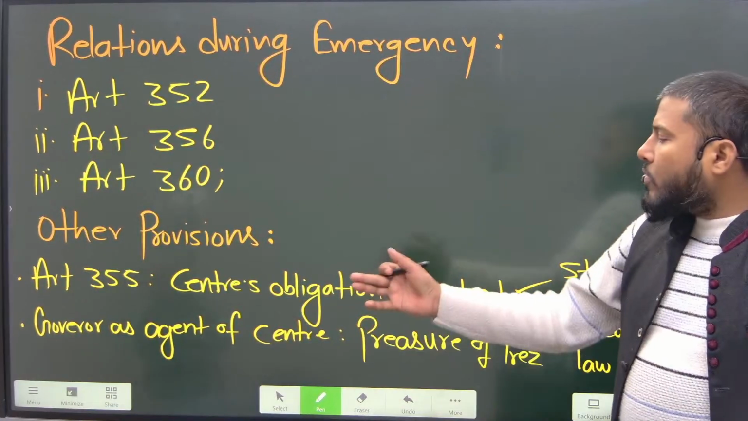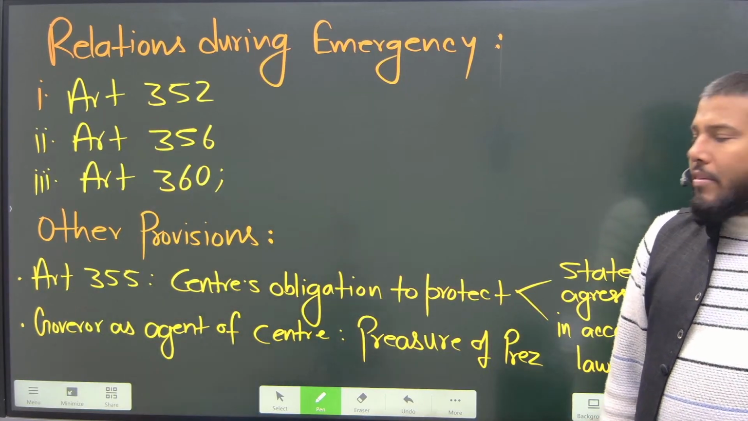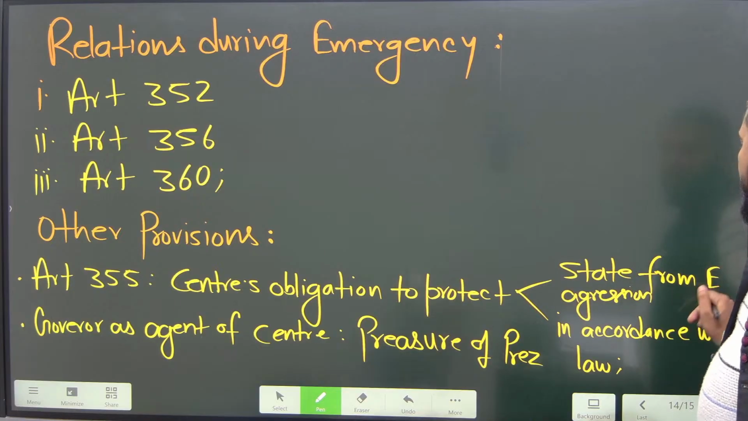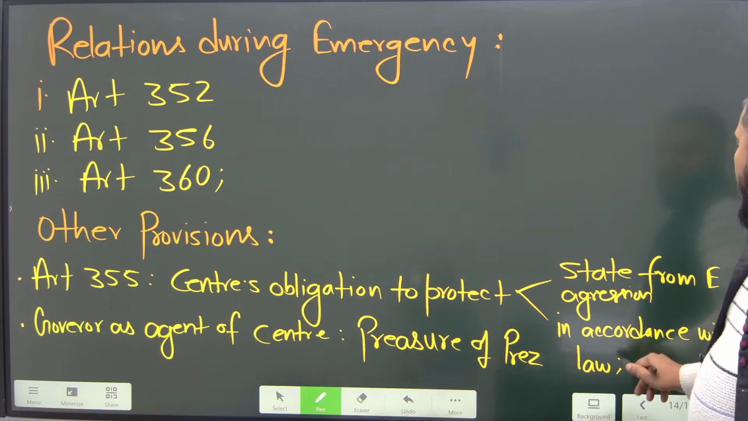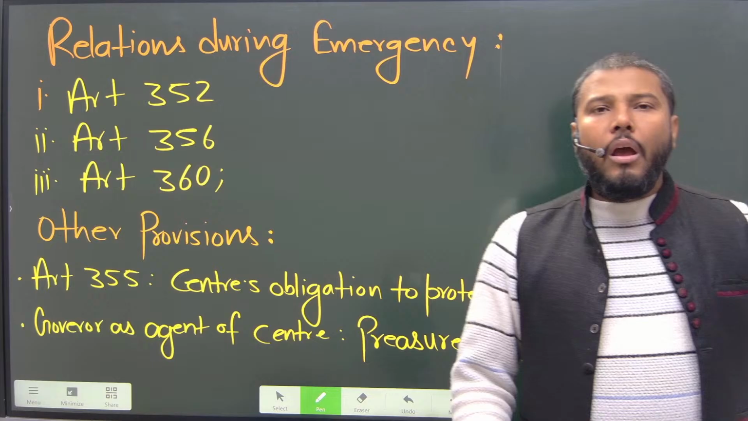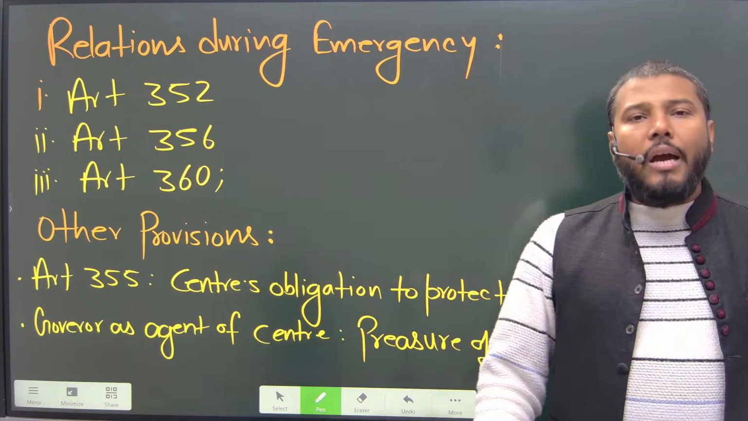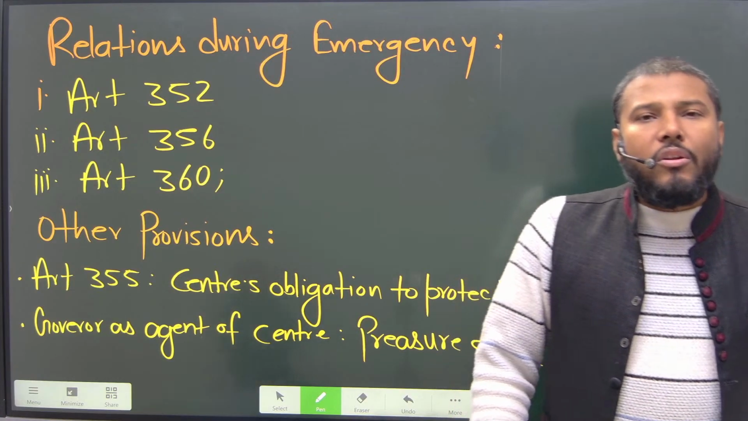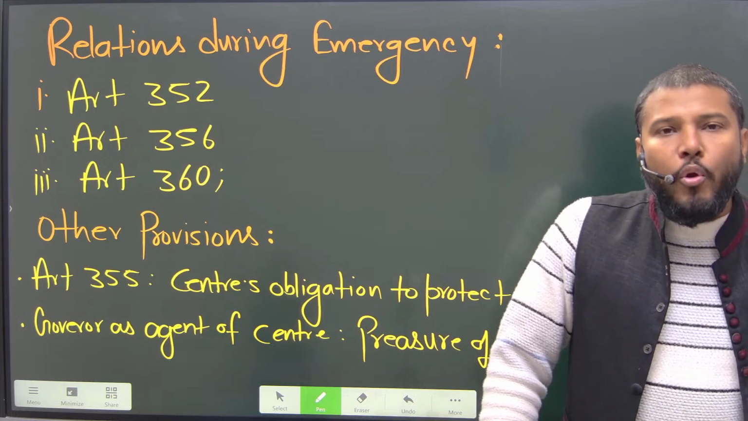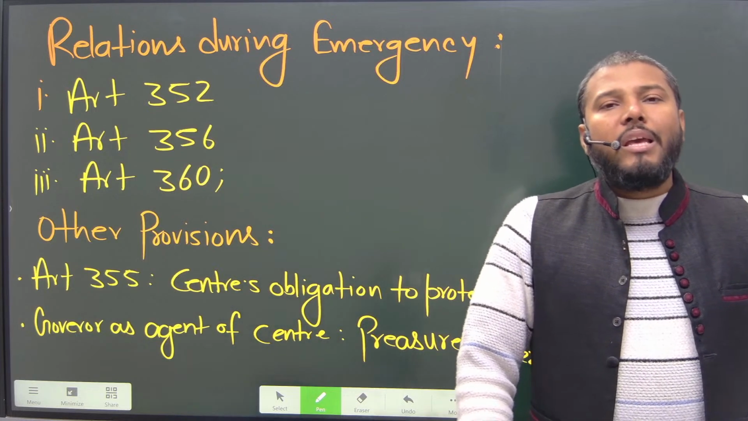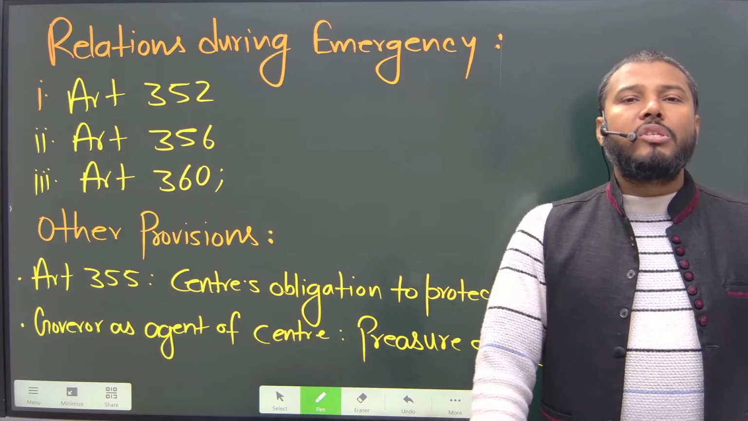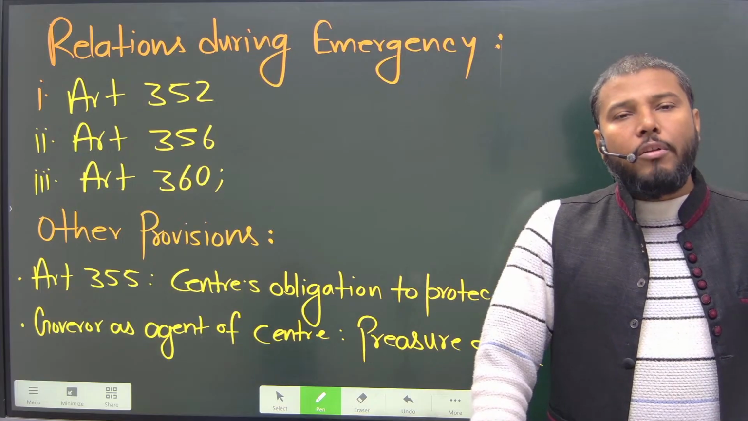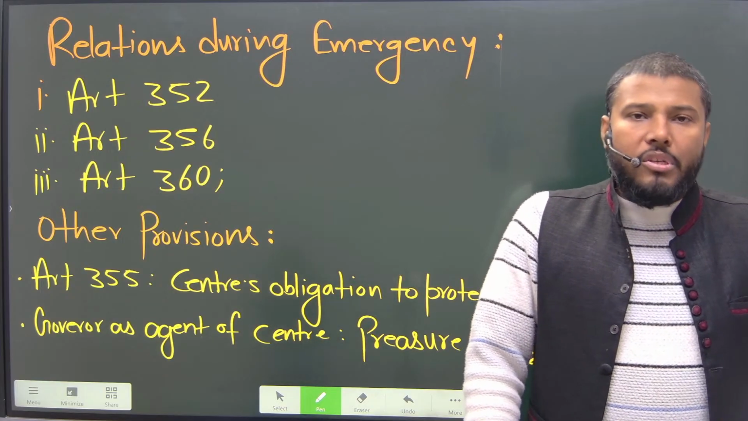You see, some of the provisions I have written here for you. Article 355, the center's obligation to protect states from external aggression. Article 355 ensures a kind of obligation on the central government, and the central government is obliged to protect the states from any external aggression. So it is an obligation on the central government to ensure the protection or the security of the states from any external aggression, right?